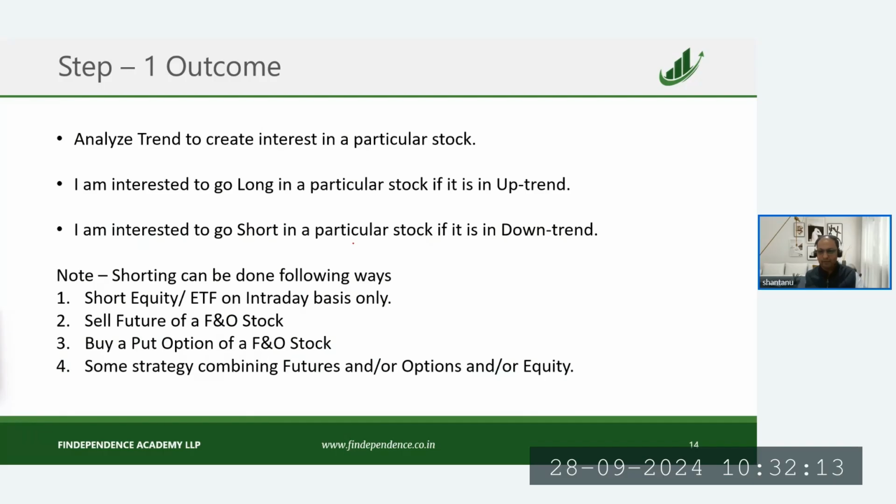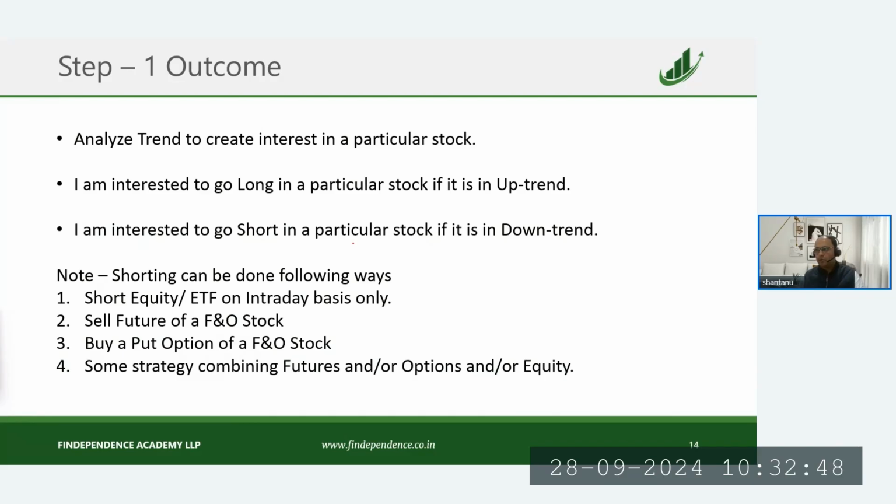Here you don't have to fix the date yet. It's just expression of interest. Once you express interest, interest will come from that side, and then the next steps will proceed. In the first step, we are just creating interest in a particular stock. The outcome of the first step is: I am interested to go long in a particular stock if it is in an uptrend. Okay. I want to go long in those stocks only which are in an uptrend.